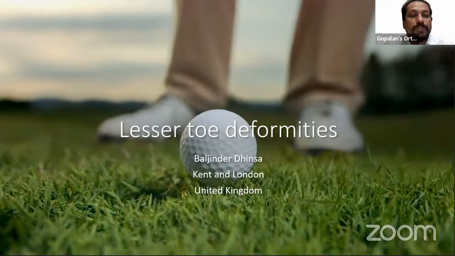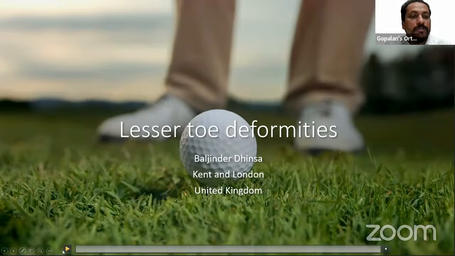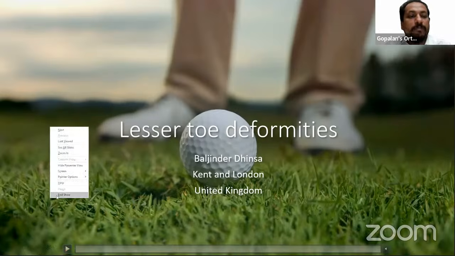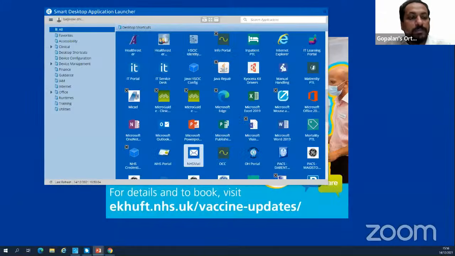Dr. Dhinsa is a fellowship-trained consultant orthopedic surgeon specializing in treatment of foot and ankle conditions. He currently works in Kent as well as in London in the United Kingdom. After his undergraduate degree from Guy's, King's, and St. Thomas Medical School, he completed trauma and orthopedic higher surgical training on the Southeast Thames rotation. During this training, he held the role of Academy Doctor at the Charlton Athletic Football Club, which provided him with the experience of managing sports players.